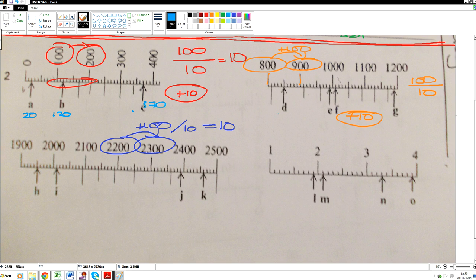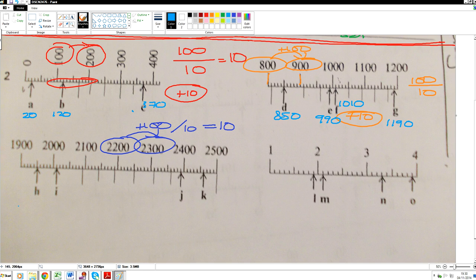370. D will be, when I'm counting tens also, 800, 850. E is going to be 990. And F is going to be 1010. And G will be 1190. You happy with that? Then we got them right?